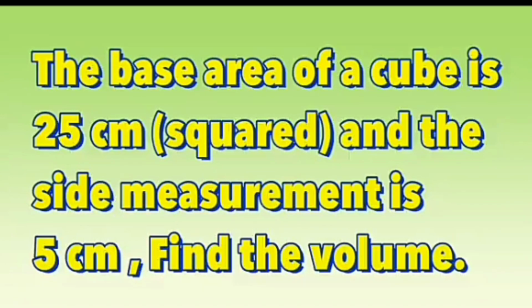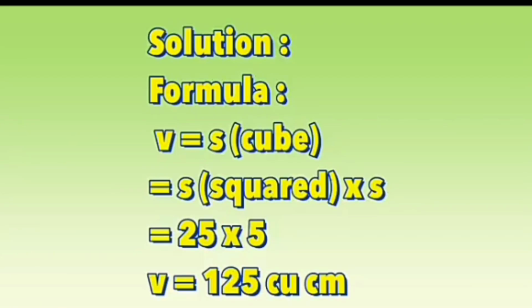So that's why we're going to have the s squared. Then now we're going to substitute the s squared, the base area, equals 25 times the side 5. So we have the volume of 125 cubic centimeters. Or maybe the same if we use the s cubed without splitting the formula, we have the same result because the side of the cube is 5. 5 times 5 times 5 is also 125 cubic centimeters. Okay, next.